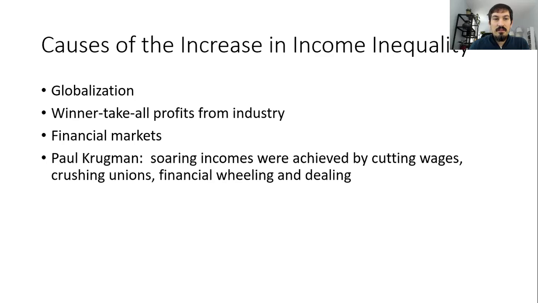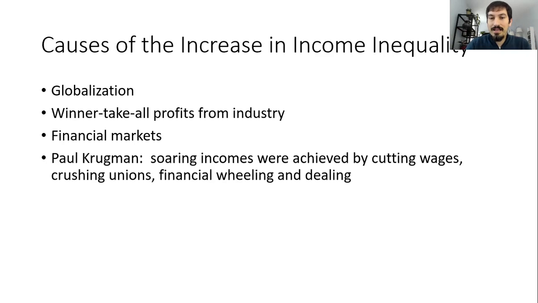It's that globalization really took off in the 1970s. And it has benefited us in a lot of ways. Our products got cheaper. The stuff that we buy is now less expensive because of globalization. But it encourages this winner-take-all profits from industry. At least, I'm giving you now the case of some economists who try to explain income inequality.